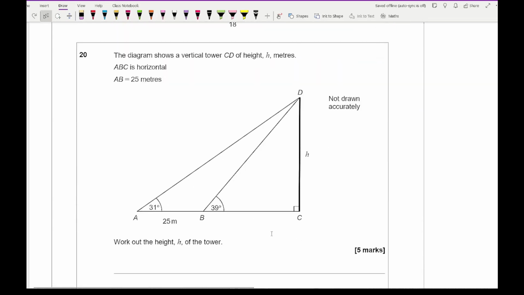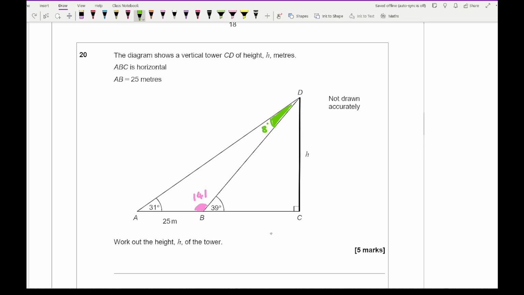Moving on to question 20, it says the diagram shows a vertical tower CD of height h meters. ABC is horizontal, A to B is 25, and the question is asking us to work out the height h of the tower. Well, first things first, I can work out this angle because it's a straight line. So I do 180 minus 139, which is 41. I can then work out what angle this is by angles in a triangle adding to 180, and I work out that this angle here is going to be 8.